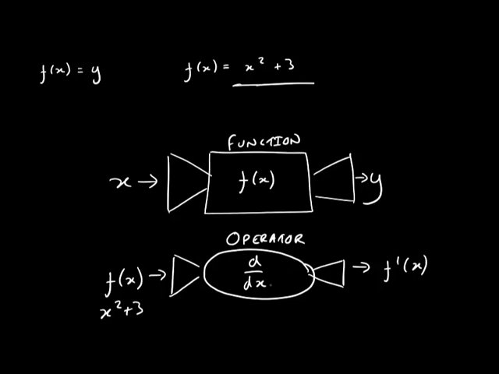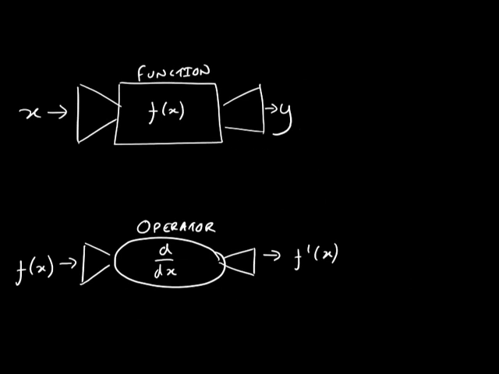Let's suppose I put x squared plus 3 into my operator then. I differentiate it. So what's x squared plus 3 differentiated? Well, the power comes down, so it's going to become 2x, and the 3 just disappears. It just becomes 0. So I get another function out. Does that make sense? I put a function in, differentiate it, I get another function out.